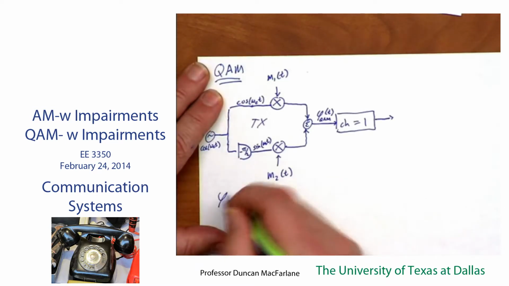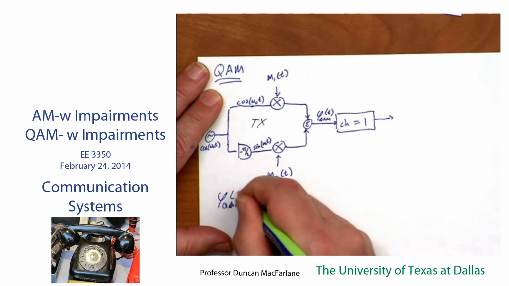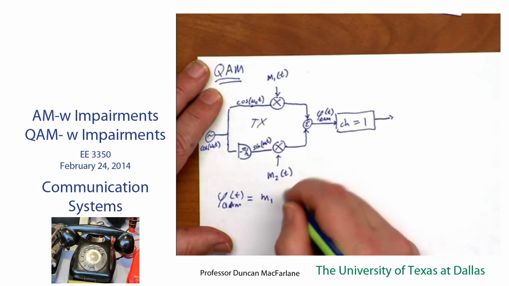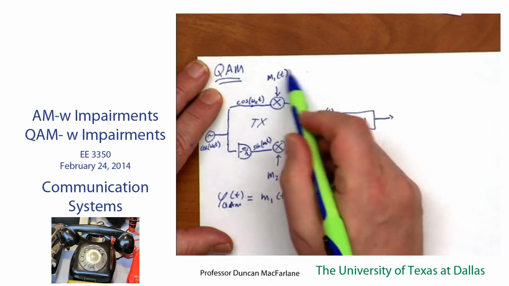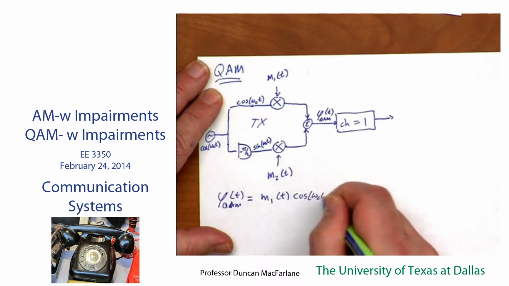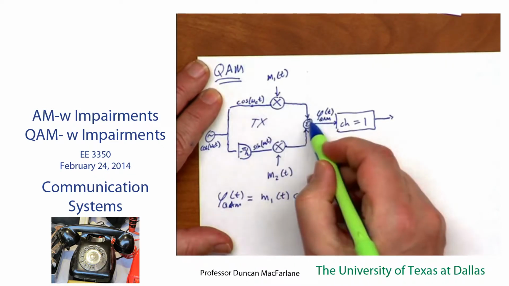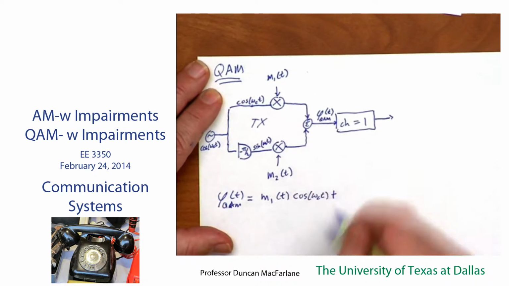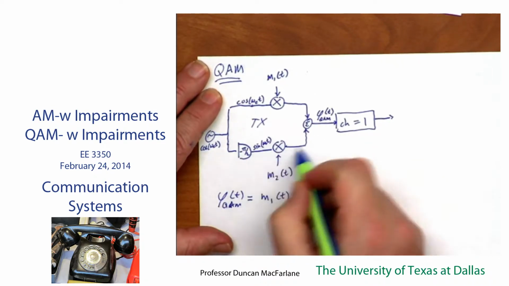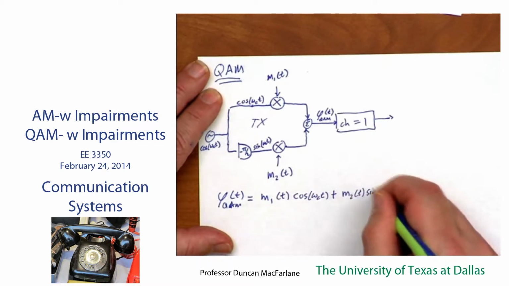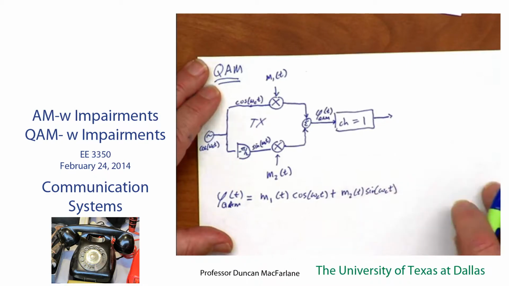So that signal, psi QAM, is going to be M1 of t, that's this guy here, multiplied by the cosine, goes into the summer, this combiner, so I have a plus there. And then this term that's coming up through here is going to be M2 of t sine of omega ct.